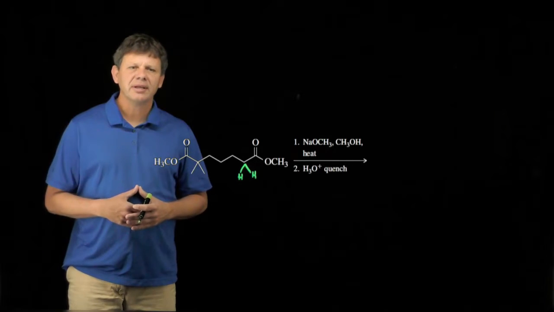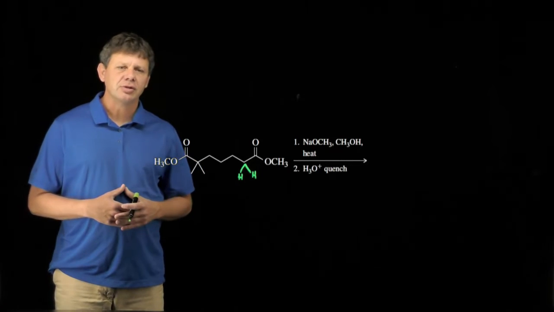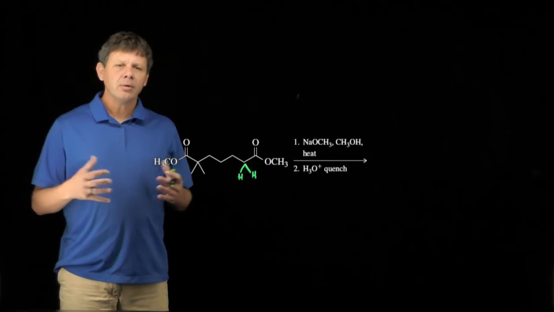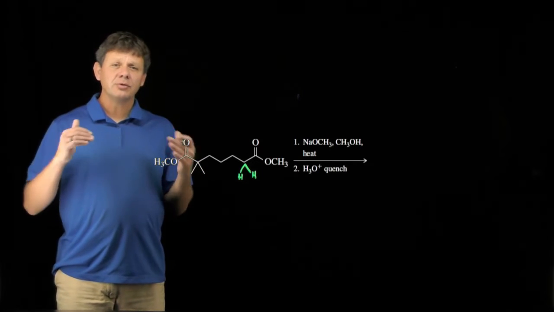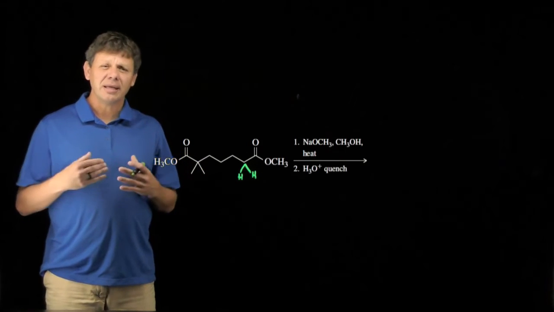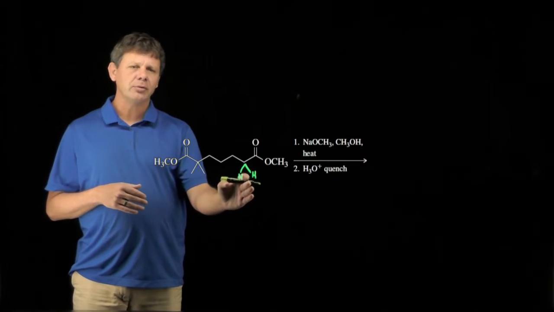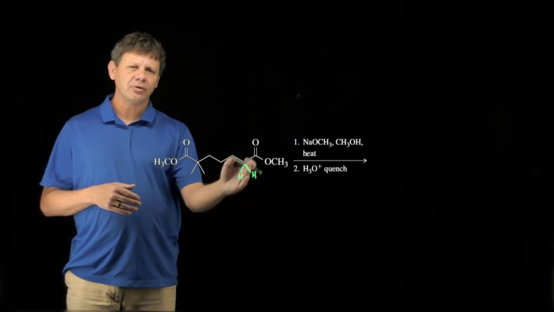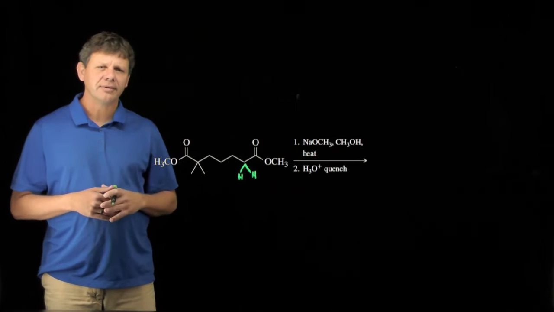This assessment asks us to give the product of the Dieckmann reaction shown on screen. Now we know that the Dieckmann condensation is going to be an intramolecular Claisen, essentially meaning we're going to deprotonate alpha to an ester and have that resulting nucleophile attack another ester.